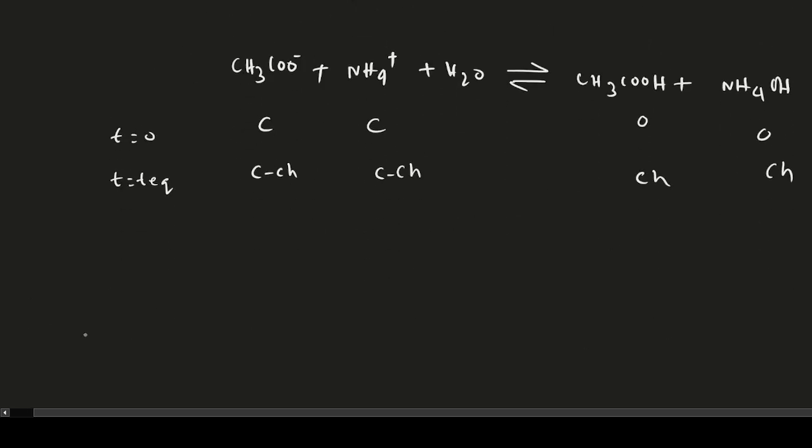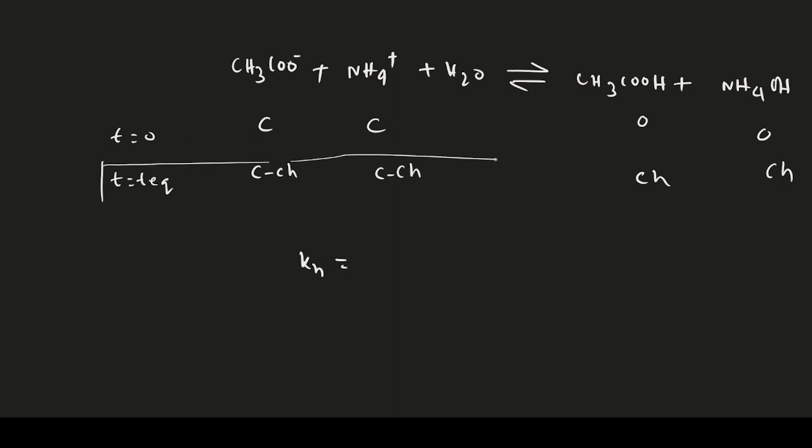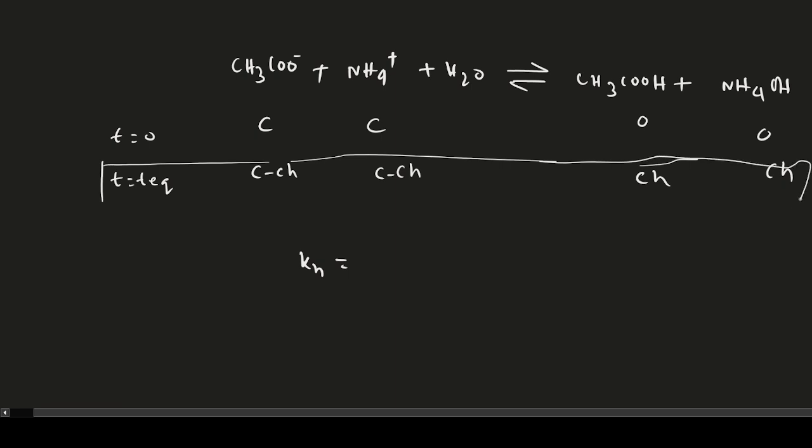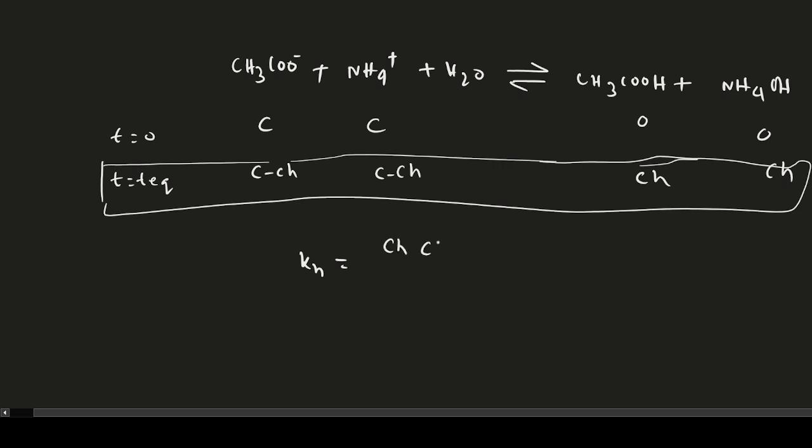Now the thing is, if you calculate the KH value, then it is this value. You have to calculate that, the concentration of products, Ch times Ch, over C minus Ch times C minus Ch. This value you have to calculate.